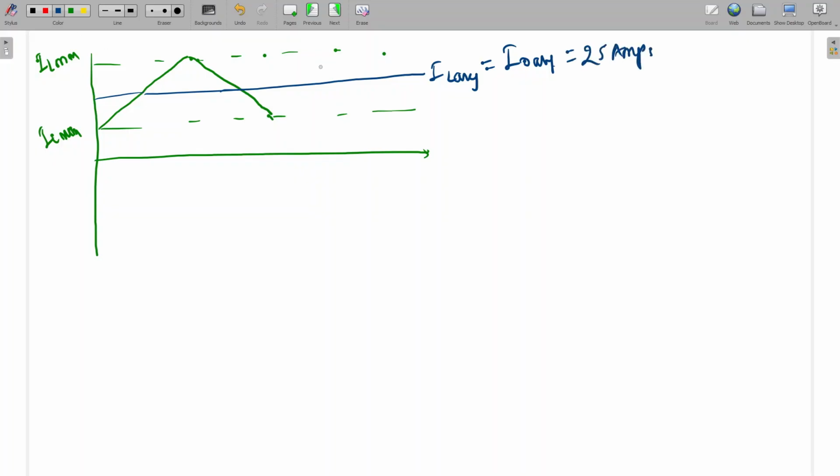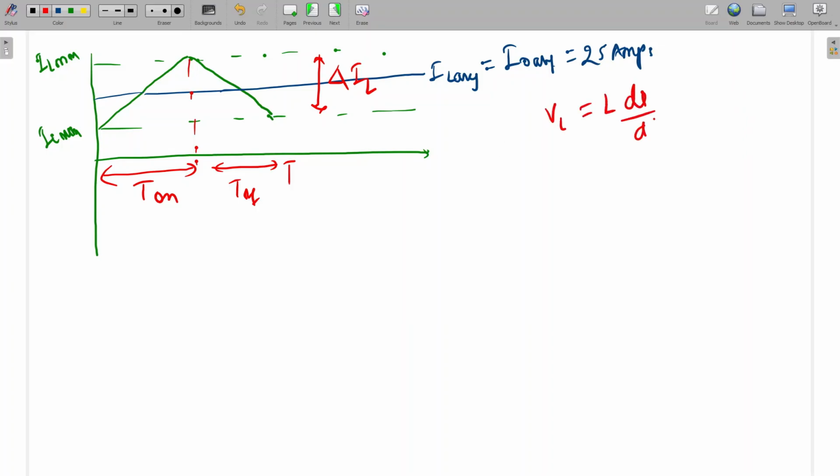Okay. Now we can calculate this ripple value. This is the delta IL. So how can we calculate this ripple? This is the on time T on, and this is the off time T off, and up to here it is the total time period. So this formula we can apply: VL is equal to L into di by dt. So di by dt is equal to VL by L.